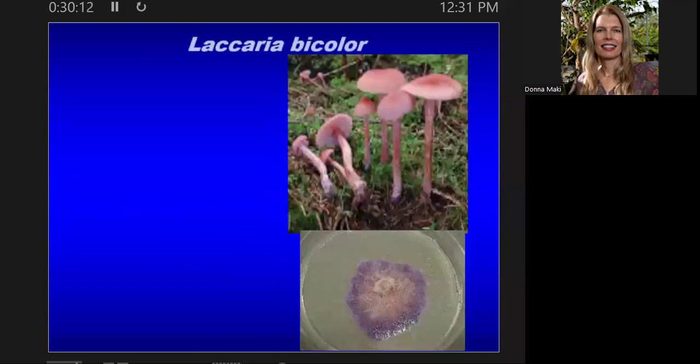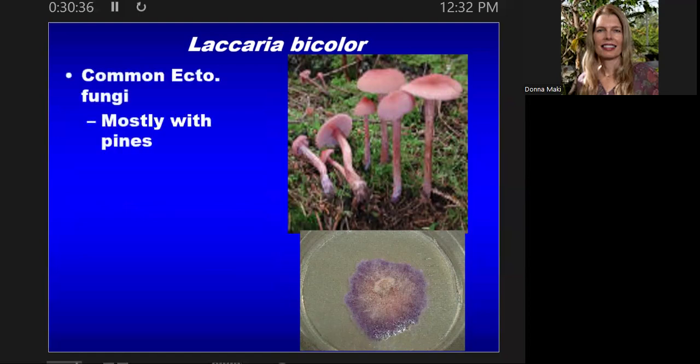So a type of ectomycorrhizal fungi, Laccaria bicolor. This was one that I worked on for my grad work. This one I chose because at that time it was being heavily studied by people who were into mycorrhizal fungi, and they started sequencing its genome. And so I wanted to work with it since they knew more about this fungus than any other type of mycorrhizal fungi. The other reason I chose it is that it's a very common mycorrhizal fungus.